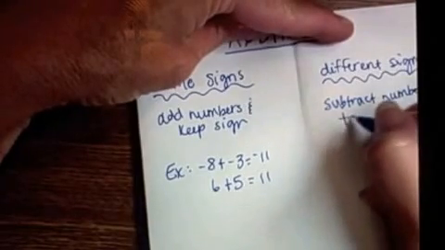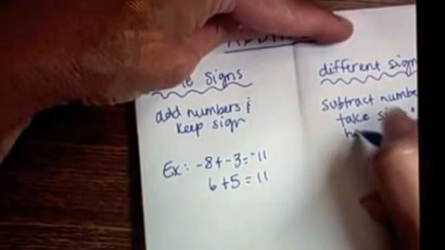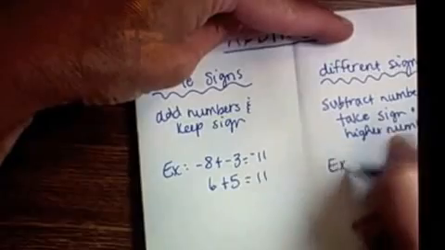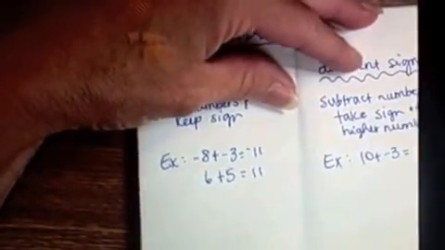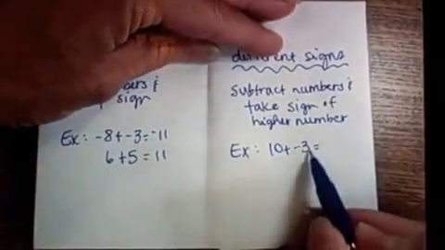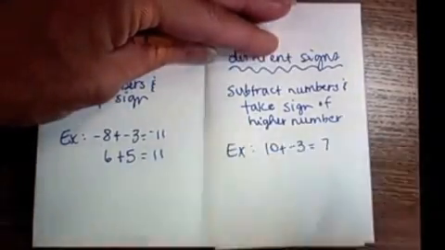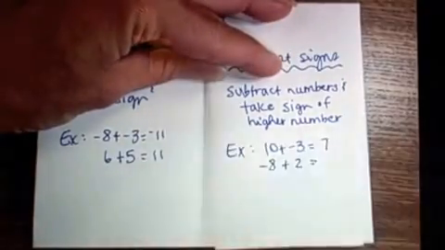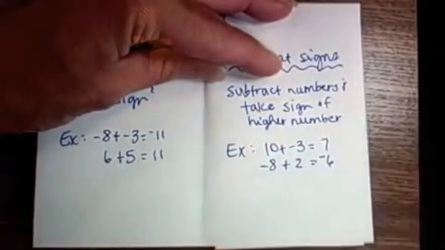Now with different signs, what we'll do is we will subtract the numbers, and we're going to take the sign of the higher number. And let's look at a couple of examples for that. Let's do 10 plus negative 3. As we look at 10 plus negative 3, we have different signs, so we're going to subtract the numbers and get a 7. The higher number is a positive, so we'll keep it a positive 7. Negative 8 plus 2. Again, they're different signs, so we're going to subtract the numbers and get a 6 and keep the sign of the higher number, which is negative.